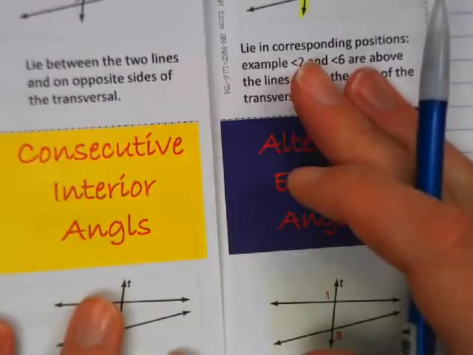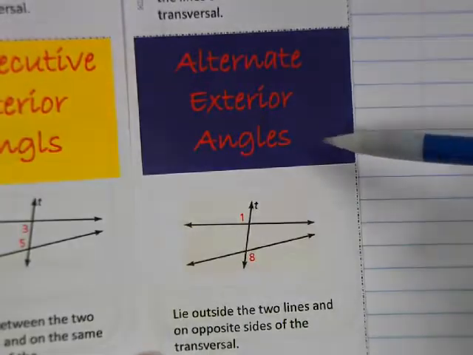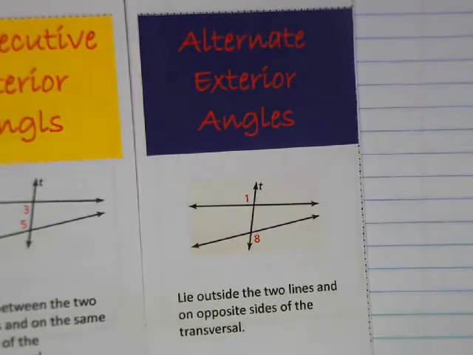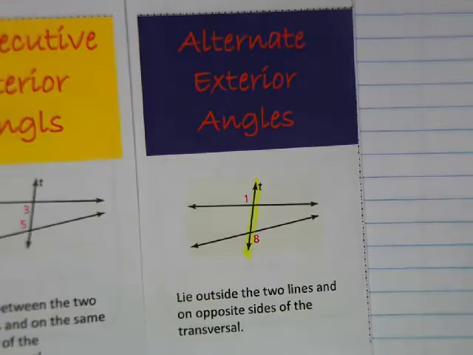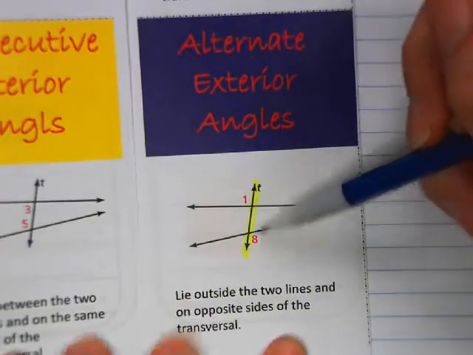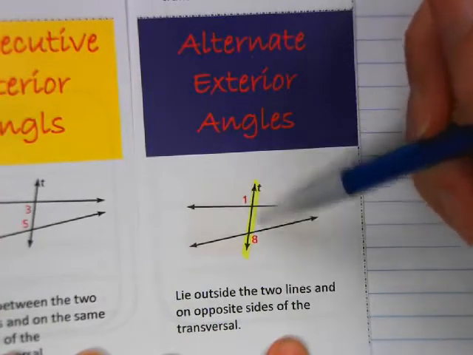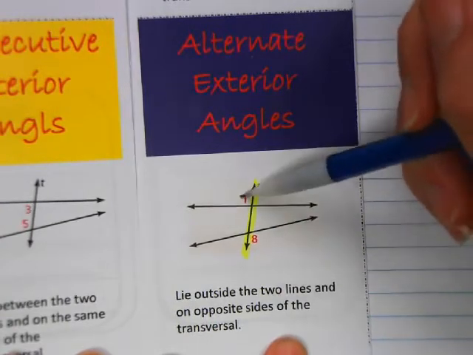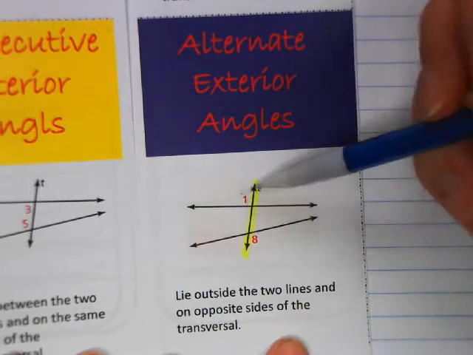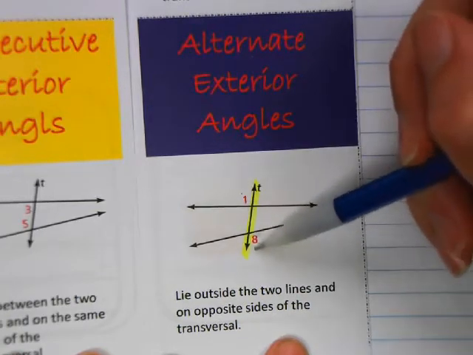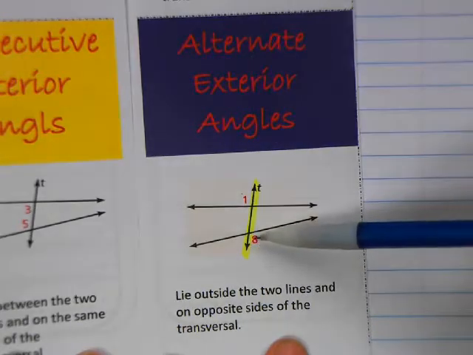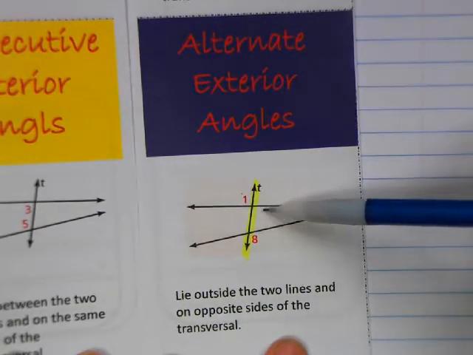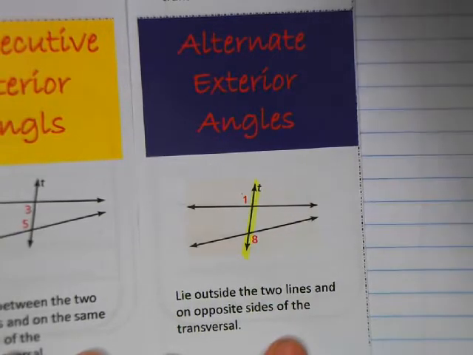Then you have alternate exterior angles. So again, T is your transversal. Alternate exterior angles means that the angles are on alternate sides, or opposite sides, of the transversal. So angle 1 is on the left, angle 8 is on the right of the transversal, and they're going to be outside of the 2 coplanar lines. So that's alternate exterior.